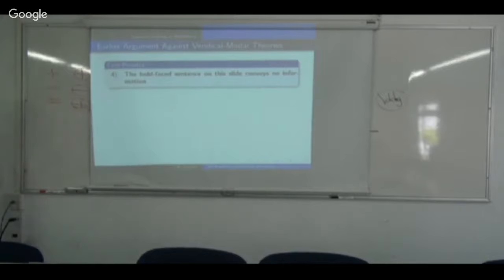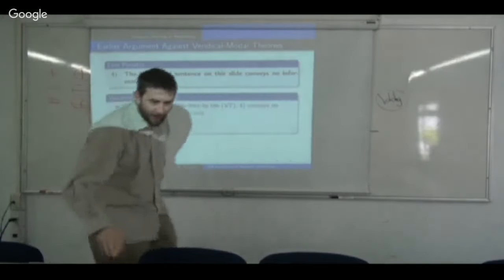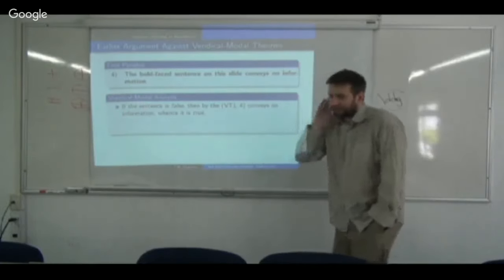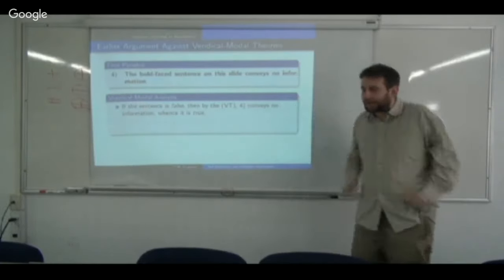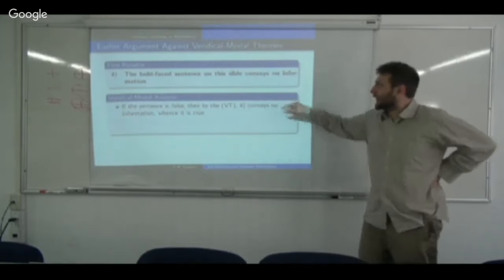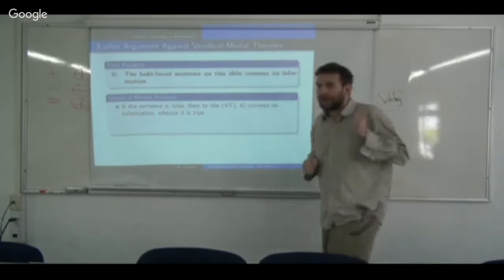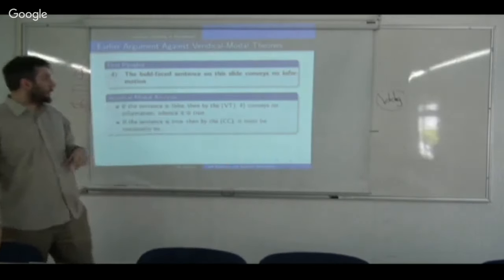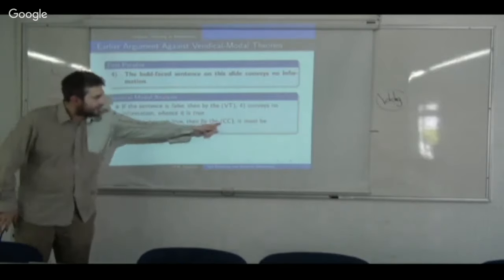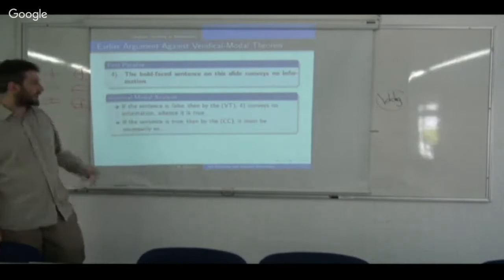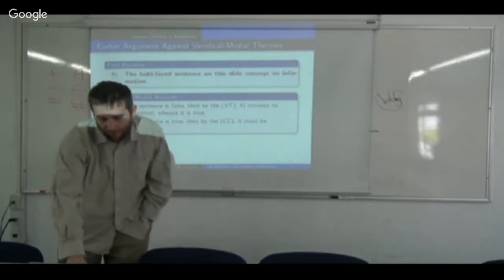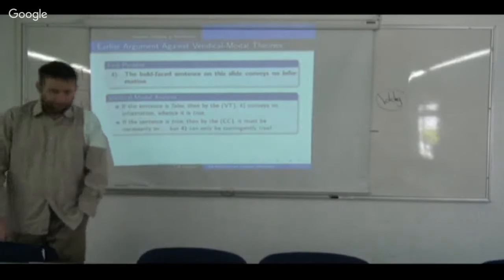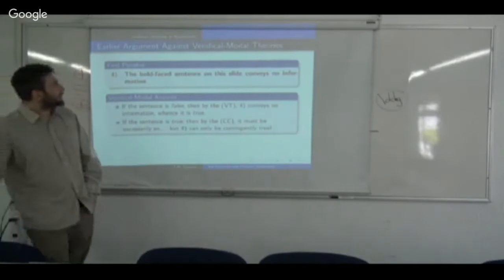The boldface sentence on the slide conveys no information. So how would the vertical modal person try to analyze this? Well, they'd say, if it's false, then by the verticality thesis the sentence conveys no information and it's true. So we know it can't be false because that would be contradictory. If it's true, then since the vertical modal folks endorse this contingency constraint, it must be necessarily so. But it can only be contingently true.